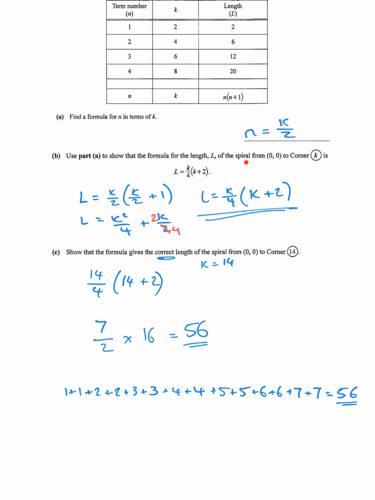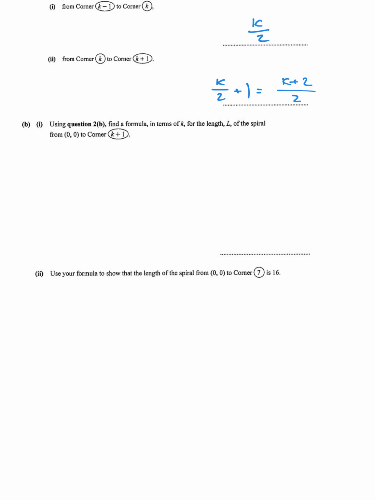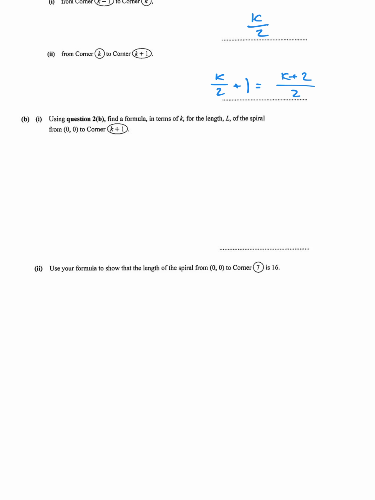Here was the length from 0, 0 to corner k. So this thing is from 0, 0 to corner k, and we need to go to k plus 1. Well, we've got an expression for k plus 1. So this thing here is what we need to add, one of these expressions. We need to add it on to our answer to 2b. So our answer for 2b was k over 4 times k plus 2, and we need to add on k plus 2 over 2.